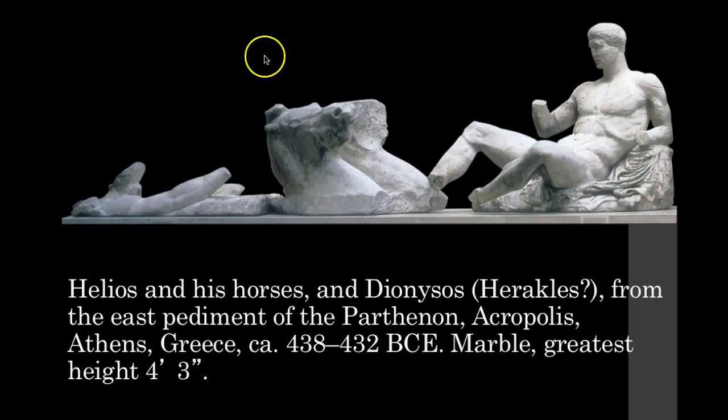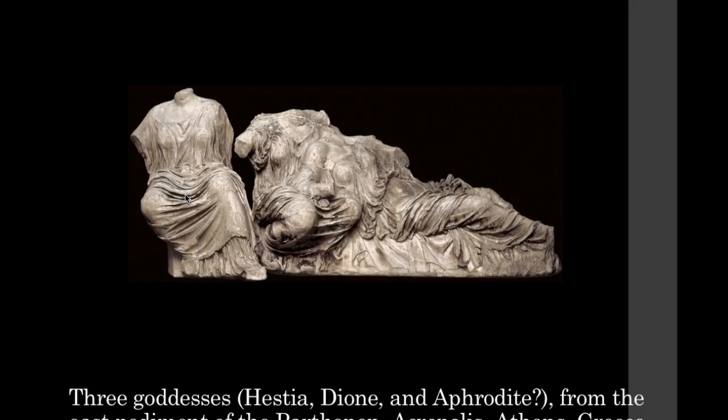And Helios is, he's really not, this is what's left of Helios and his horses. This is, and I'm sorry, let me see if I can, this is the three goddesses. This is from the east pediment, Hestia, Dione, and Aphrodite, perhaps. Again, it's hard to make attributions.